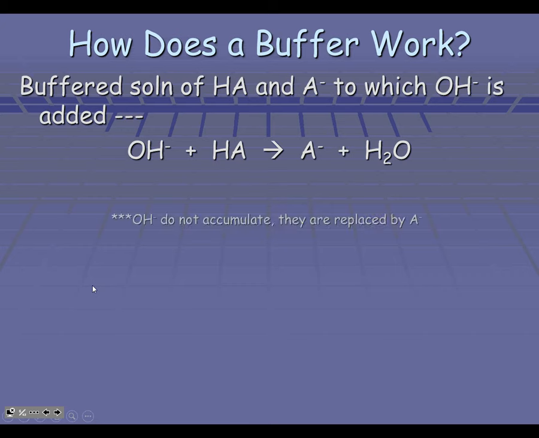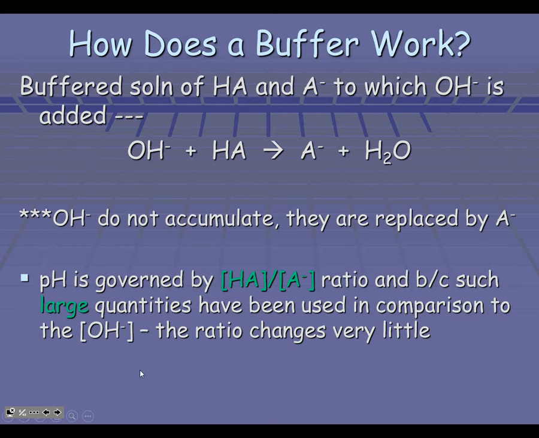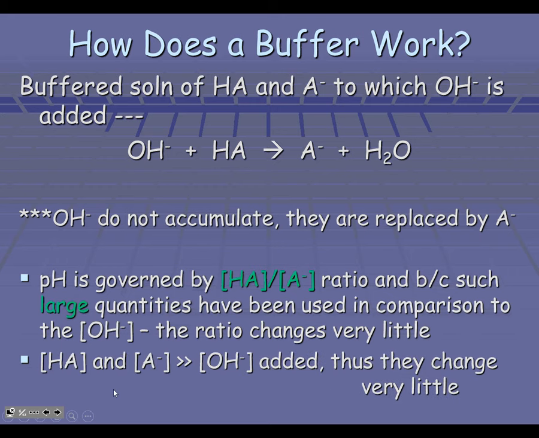So let's figure out, how does a buffer actually work? How does it prevent that change? So we have a buffered solution of our weak acid, HA, and our conjugate base, A minus, to which we are going to add a strong component to. And I want you to watch for that. You'll notice that we're always going to be adding strong things to our buffers. We're never going to add a weak acid or a weak base to our buffer.